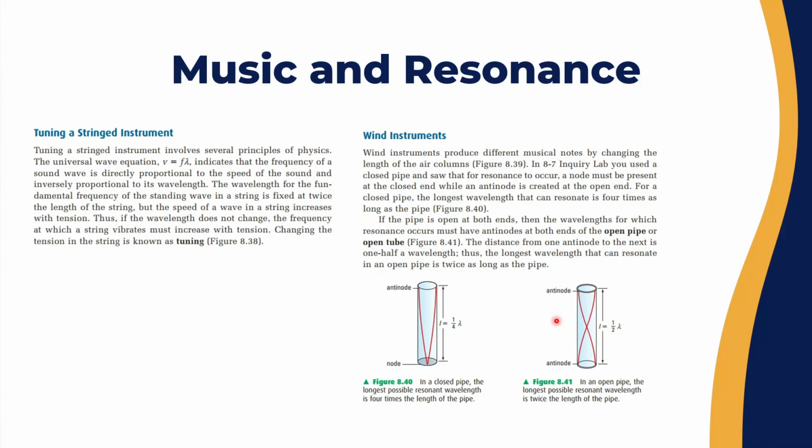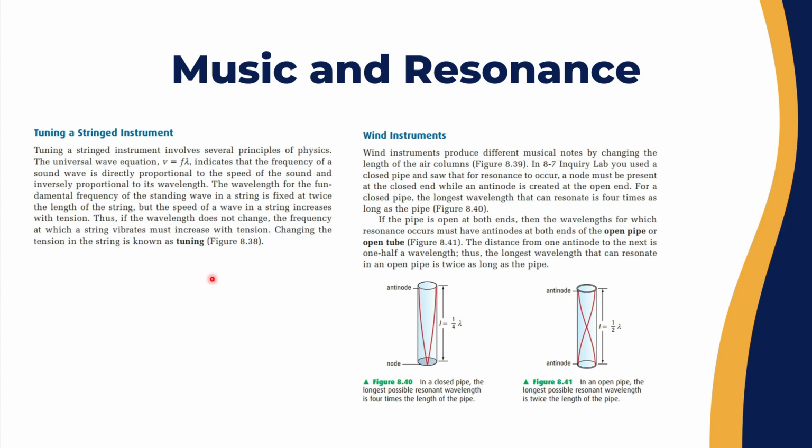Now we know that the musicians who play string instruments like the guitar, like the violin, like the cello, need to tune those strings because they relax with time and their sound will be out of phase or not following the frequency that they should be following. Otherwise, you would hear that this music is not sounding that good. So tuning a stringed instrument involves several principles of physics.